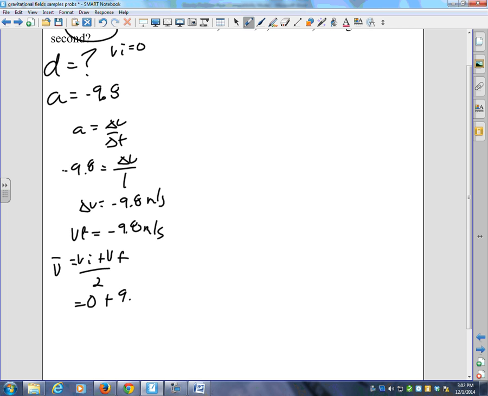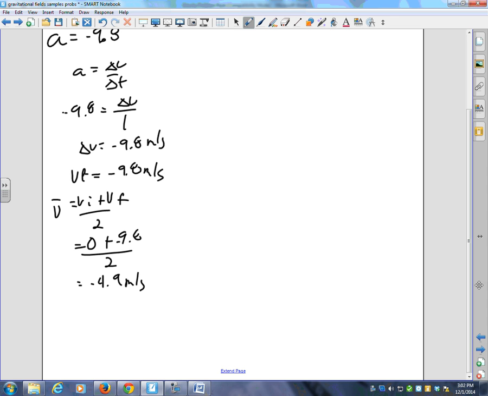V bar is 0 plus 9.8 over 2, technically negative. Meters per second, right? So if the average is minus 4.9, now I can go V bar equals D over T. 4.9 is equal to D. My time is only 1. How far has it fallen? 4.9 meters.